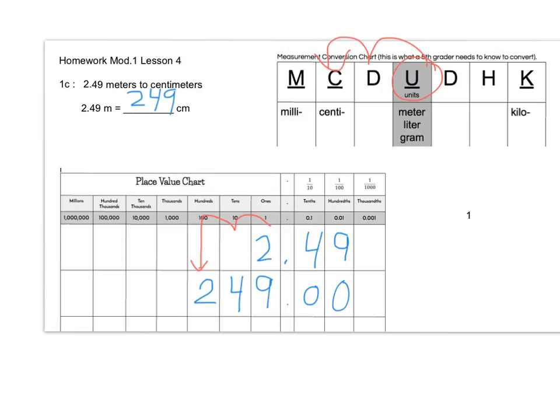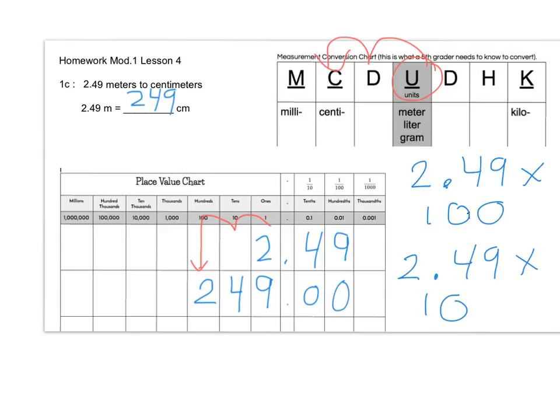And your equation for that would be 2.49 times 100, or 2.49 times 10 to the second, because you went over 2 columns, or 10 times 10 is 100, which you learned in lesson 3 earlier this week.